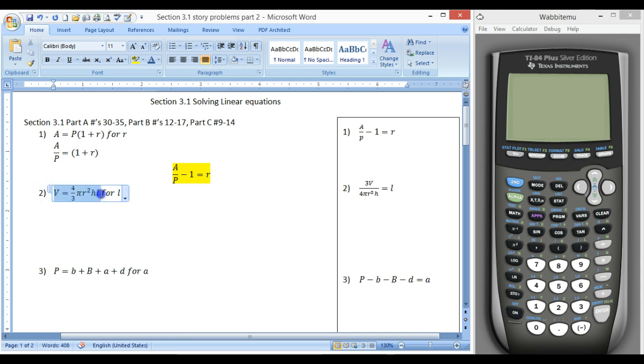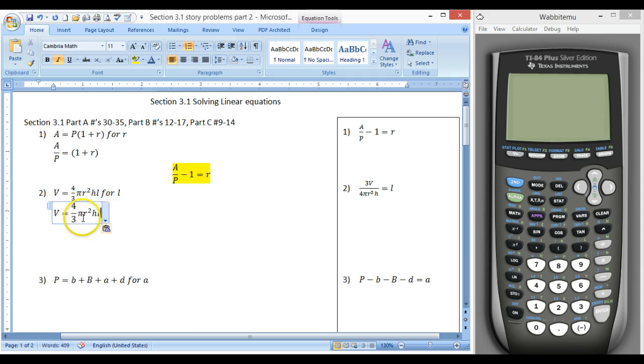Since I have 4/3, I'm just going to copy and paste this down for my next step. Since I have 4/3 and I want to divide by a fraction, you're really multiplying by the reciprocal. So I need to multiply both sides by 3/4. The reciprocal. There we go.